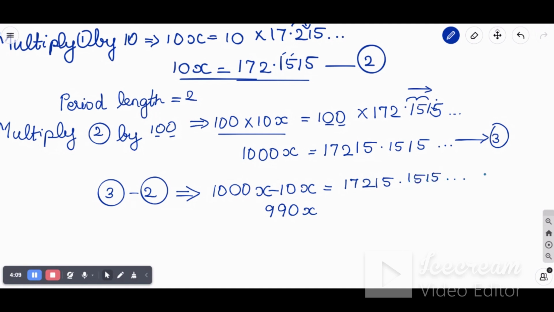17215.1515 recurring minus, what is in the second equation? 172.1515. See, this is moving a little, right? So be careful with your additions, subtractions, or multiplications. So now this will be equal to, this is going to be 0. That's why we made the recurrence go away on the right hand side. So we'll get decimal points.